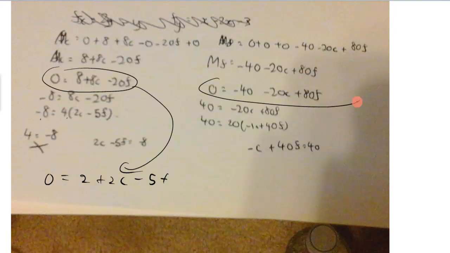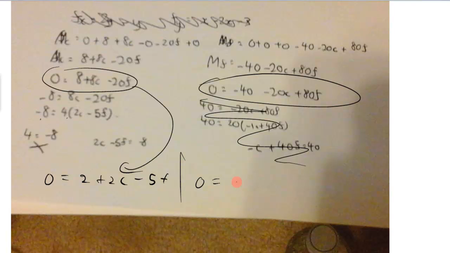Then over here, same idea. You don't want any of that. All right, so same idea here. Now what we're going to do is, I do see all these things are divisible by 20, so that's going to give me 0 is equal, and I'll just leave it at 20, so that would be negative 2 minus c plus 4f. Okay, so now I have two equations with two variables.